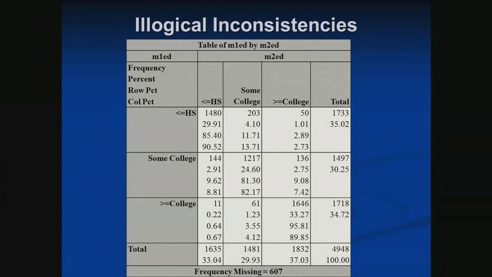We have 2 waves of MIDAS data. We had a first wave and a second wave, and we asked people at each wave what their highest educational attainment was, okay? Now, it's fine to go from low to high, okay? That makes sense, but what about going from high to low? These people said that they had some college at the first wave, and then 10 years later said they had less than high school education. That's an illogical consistency. I need to think about what I want to do with those people, okay?